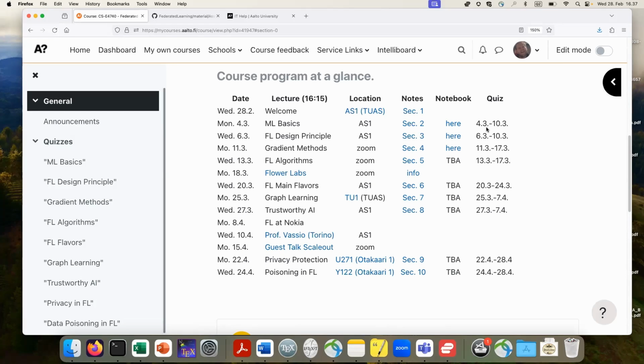Yes. About the coding assignments, I checked JupyterHub before. There used to be an old server for federated learning, but I don't see it anymore. So is it still possible to do the assignments with the JupyterHub?